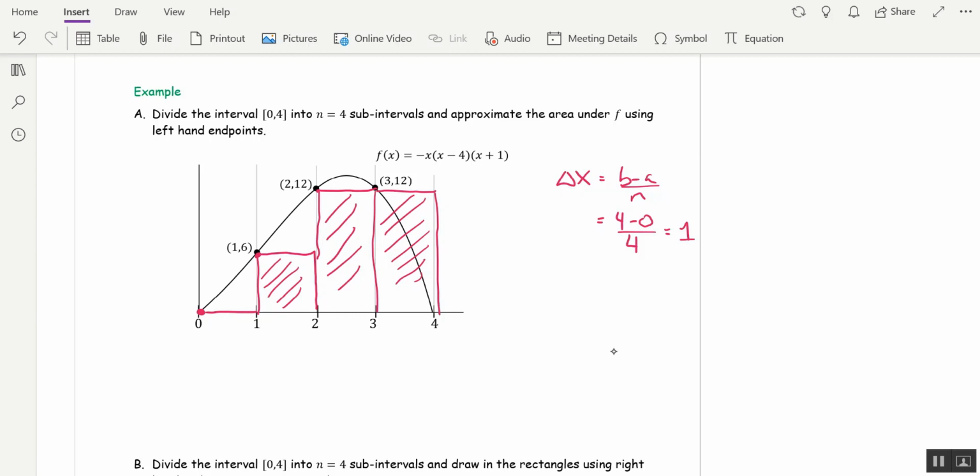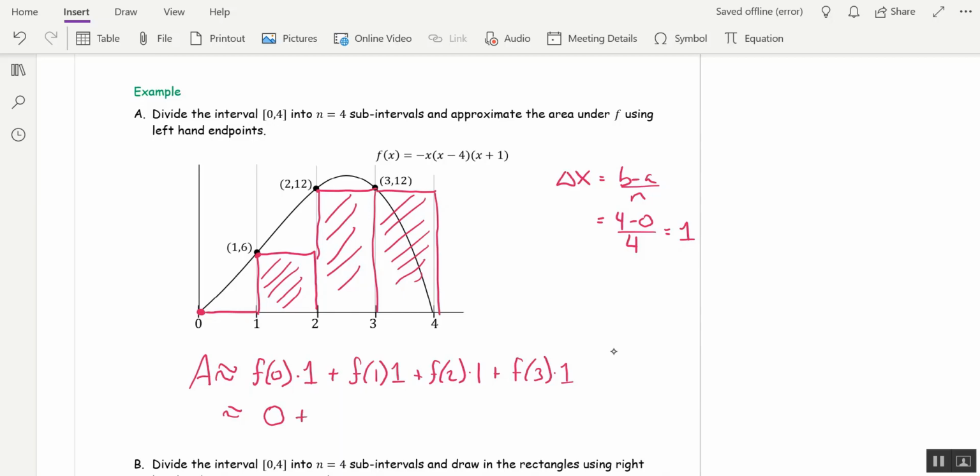So let's compute that area. The approximate area underneath the curve is f of 0, that's the height of the first rectangle, times its width, which is 1. Next rectangle has height f of 1, has width 1. They all have width 1. Then f of 2 times 1 plus f of 3 times 1. Now let's put in some numbers. That's 0 plus f of 1 is 6. I've got the coordinates on here. And then f of 2 is 12. And then f of 3 is also 12. So that's 30.